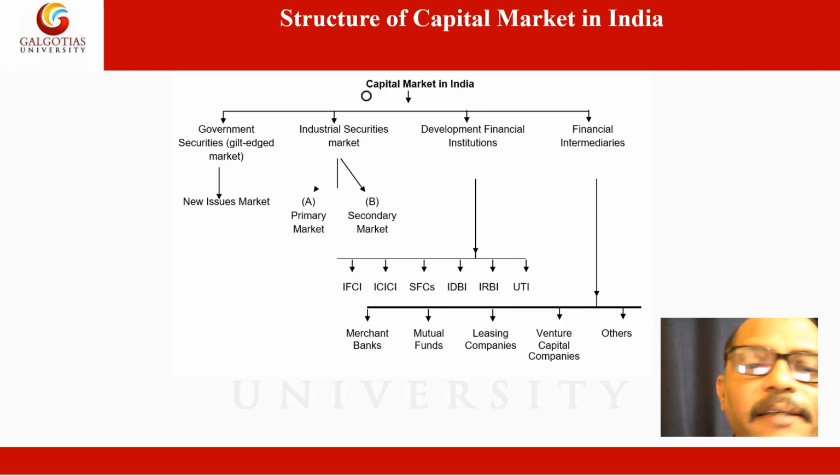The picture on the slide gives you an overview of how the capital market is structured in India. You can see there are government securities, industrial securities, development financial institutions, and financial intermediaries. And then we have the securities market divided into primary and secondary market. Then there are development institutions like IFCI, ICICI, SFC, IDBI, etc. And then intermediaries provide you services like merchant banking. Then mutual funds are there, leasing companies are there, and government securities keep on bringing new issues to the market. Let us discuss this in a little detail.